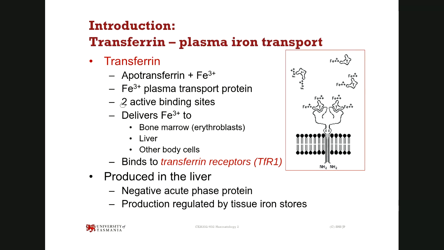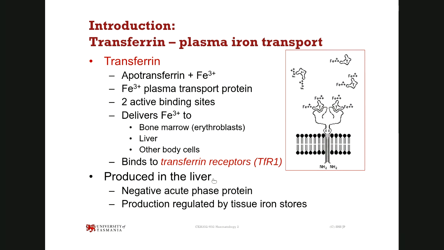And you can see this is transferrin loaded up with its 2 ions of ferric iron, and then it interacts with or binds to transferrin receptor 1 on the cell surface of cells, and then this complex is actually brought into the cell, the iron is removed, and the apotransferrin, as it now is, is released from the cell.